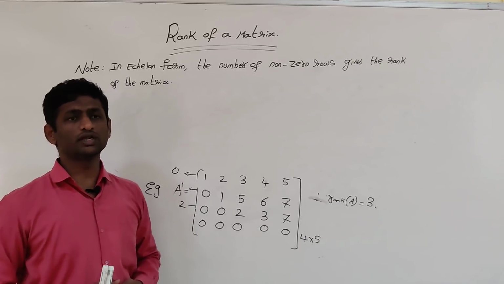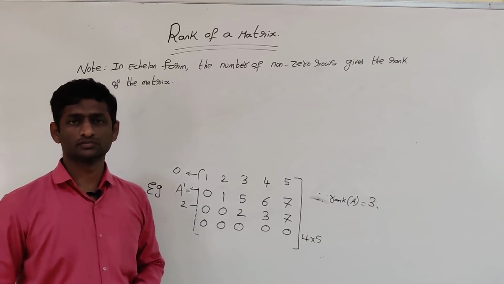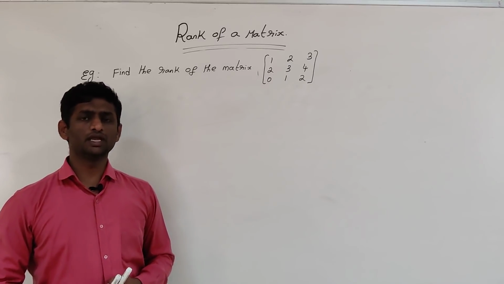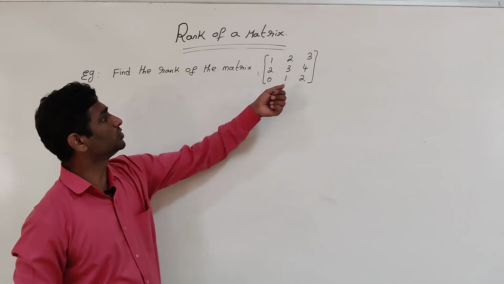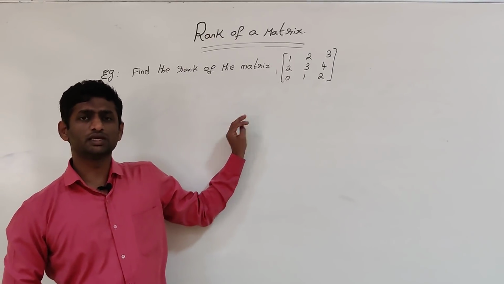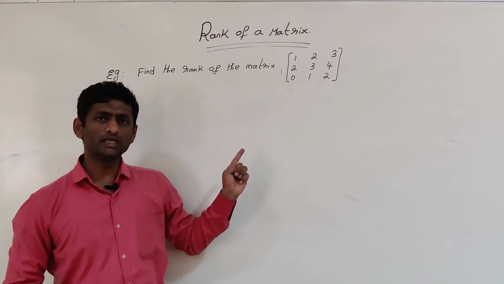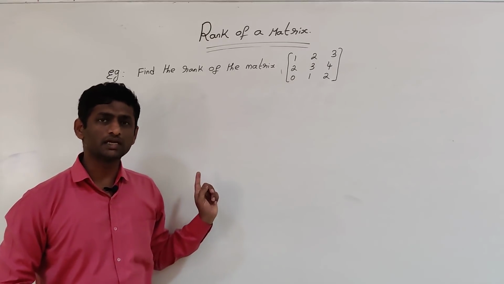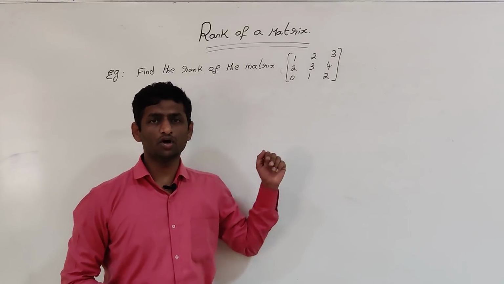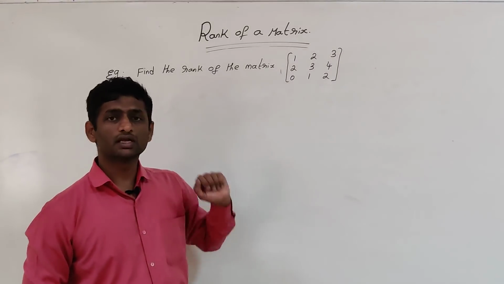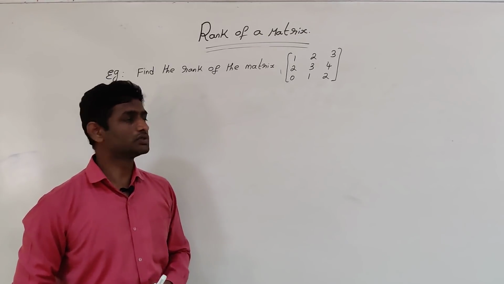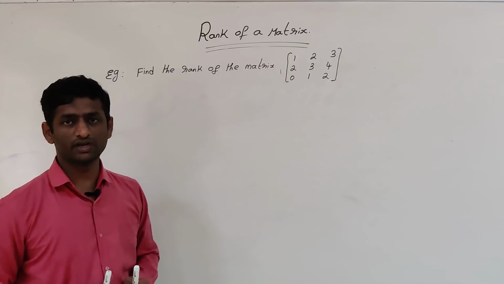So we'll take one more example. Let's see the example. Find the rank of the matrix A equal to 1, 2, 3, 2, 3, 4, 0, 1, 2. We'll see this in two methods. One is by using the rank definition, and another is by elementary operations, converting it to echelon form, and see what the rank will be. So first, by using the definition.